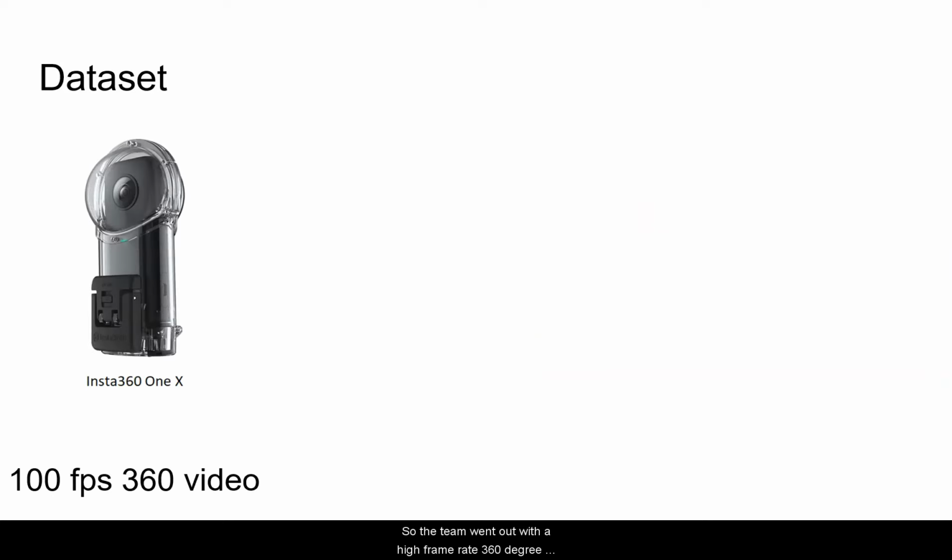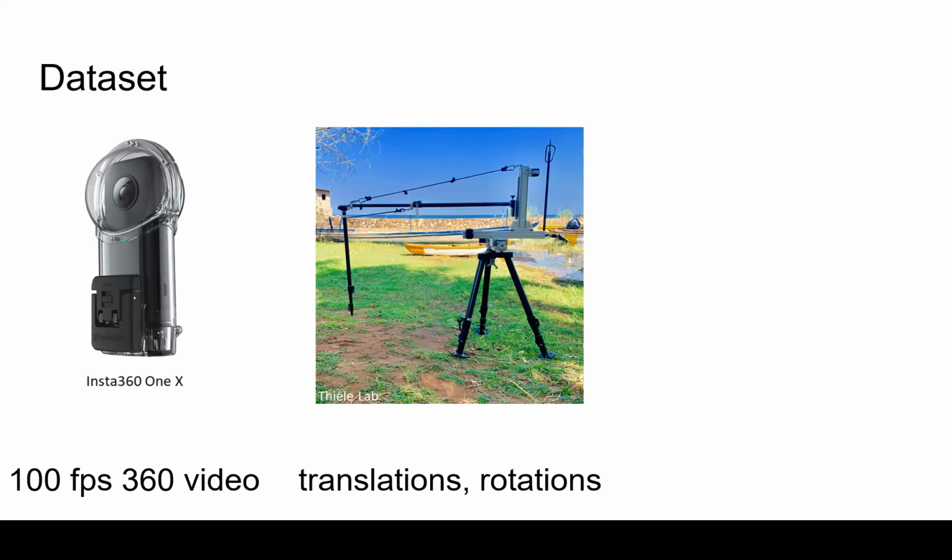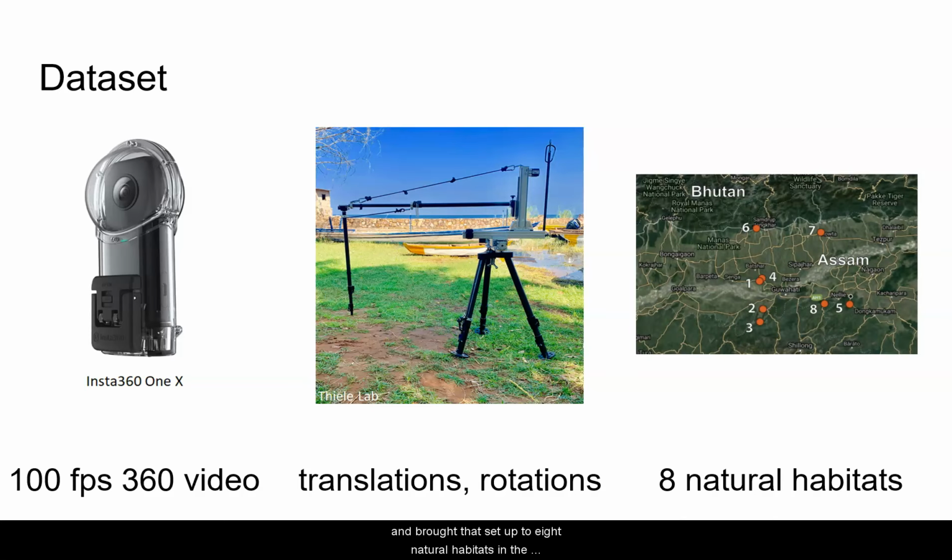So the team went out with a high frame rate, 360-degree waterproof video camera, put that on the arm of a custom robot that can do controlled translation and rotation trajectories, and brought that setup to 8 natural habitats in the native environment of the zebrafish.